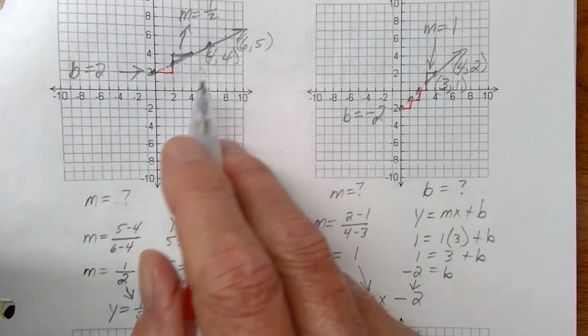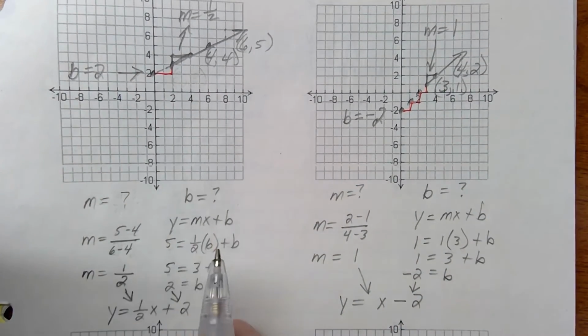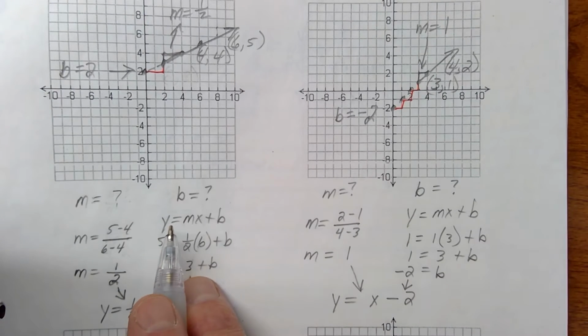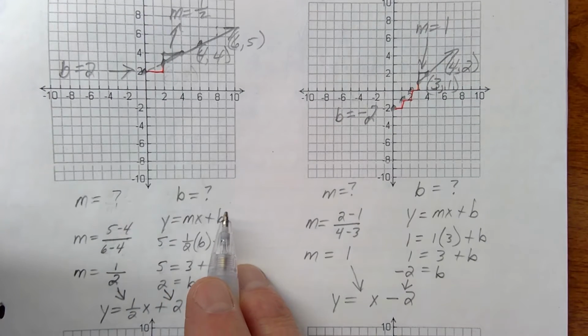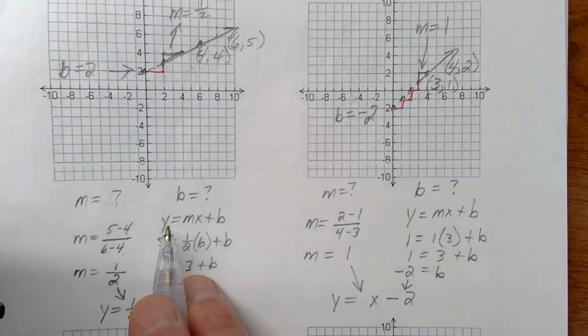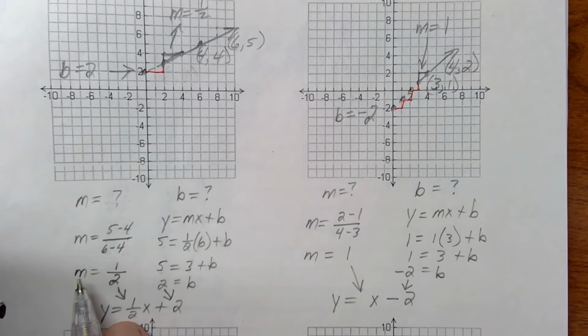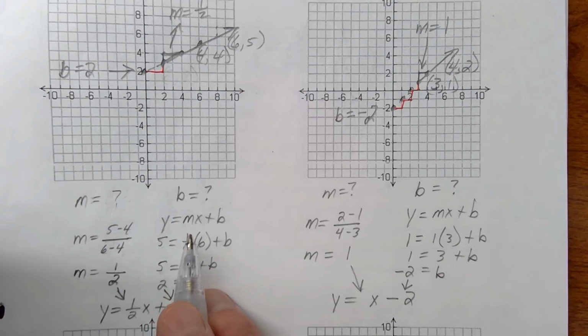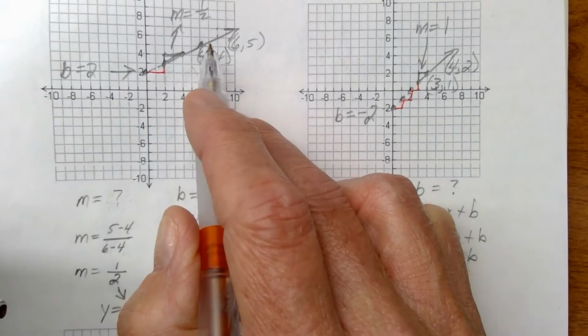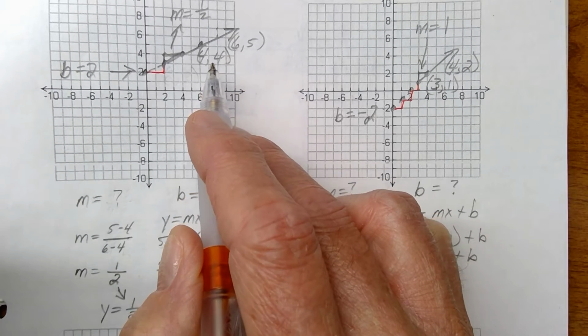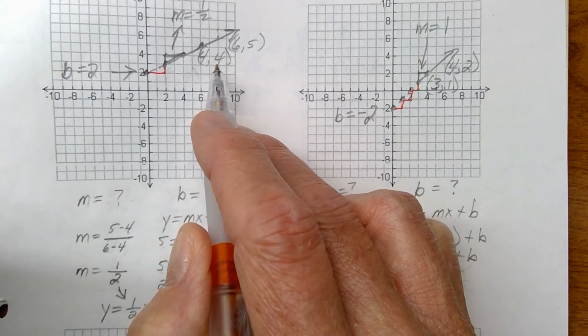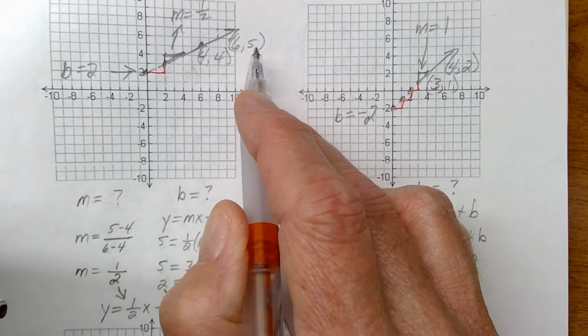Now remember, we have to figure out how to do this without a graph. So without a graph, we just go y equals mx plus b, and I'm looking for the b. That means I need numbers for the x and y and m. Now we just figured out the m. The m is 1/2. What do I do for x and y? I can use any of these points on the line. I can use 4 for x and 4 for y, or 6 for x and 5 for y.